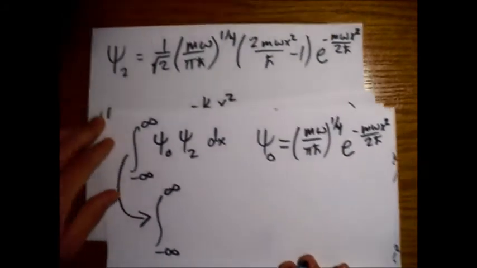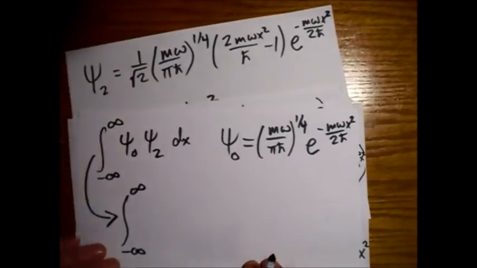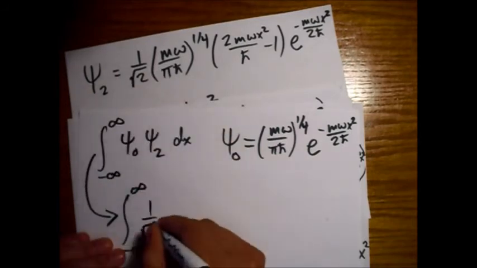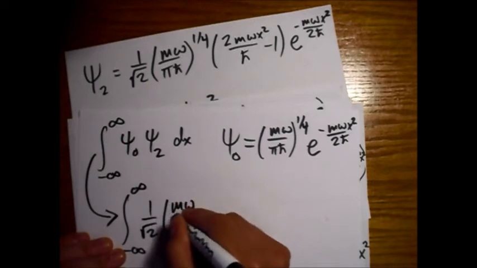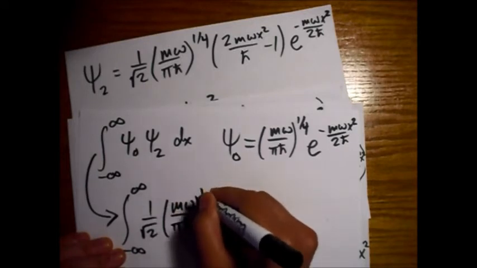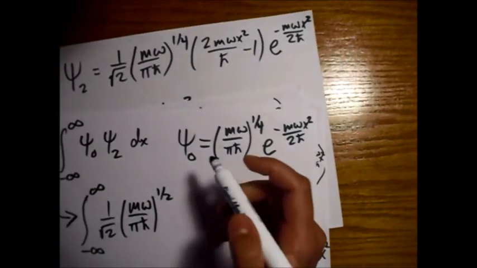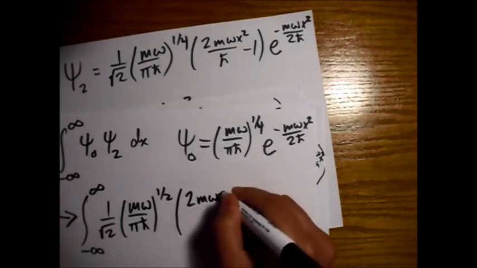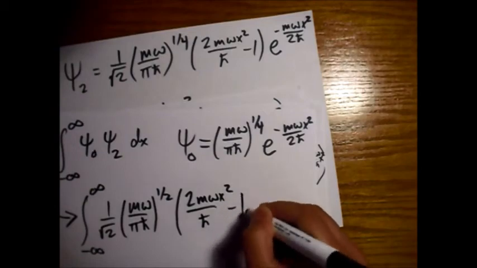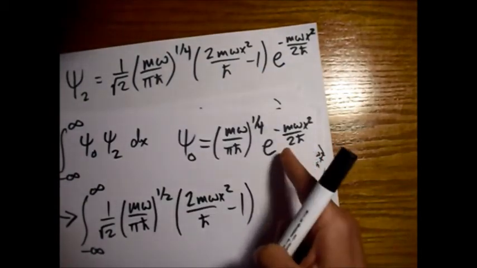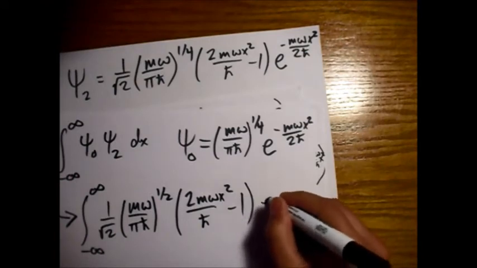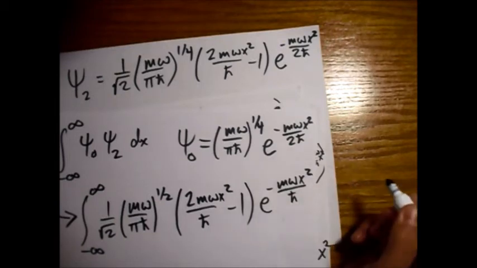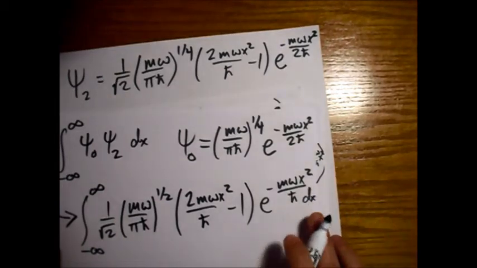So, we have this one and this one. The first thing we're going to do is combine these two terms. Well, let's write the 1 over square root of 2 quick, and combine these two terms. Pi h bar to the 1/2 power now. Then we have 2m omega x squared over h bar minus 1 from up here. And then we have 2 of these exponential terms, minus m omega x squared. So instead of over 2h bar now, it's just over h bar. And this is all integrated with respect to dx.